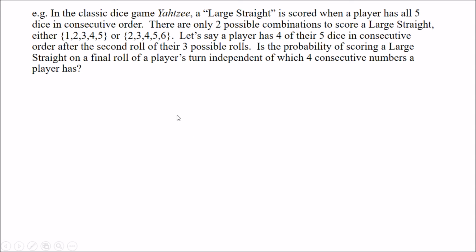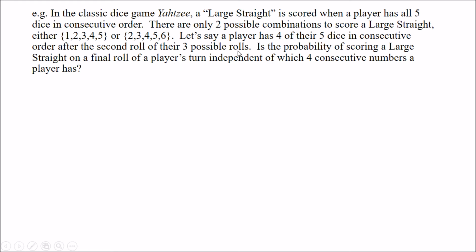Here's an example. In the classic dice game Yahtzee, a large straight is scored when a player has all 5 dice in consecutive order. There are only 2 possible combinations to score a large straight. Either you have a 1, 2, 3, 4, 5 on your 5 dice, or you have 2, 3, 4, 5, 6.